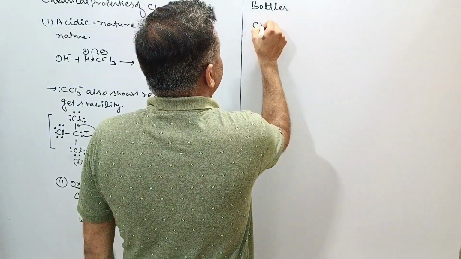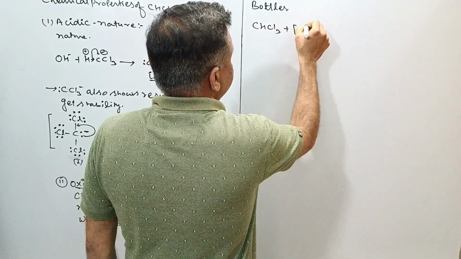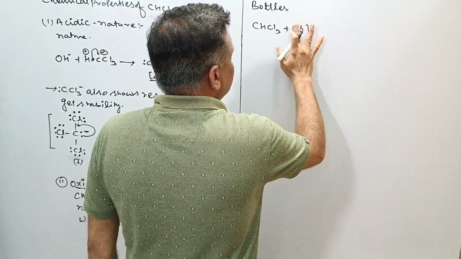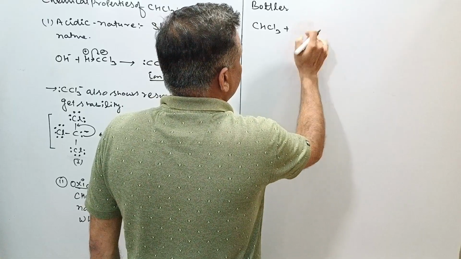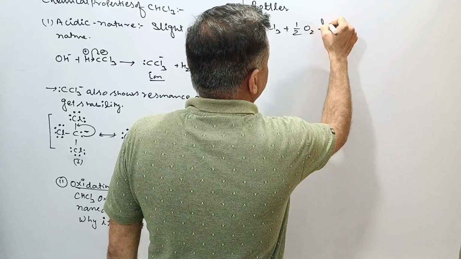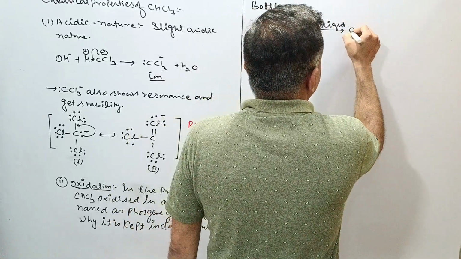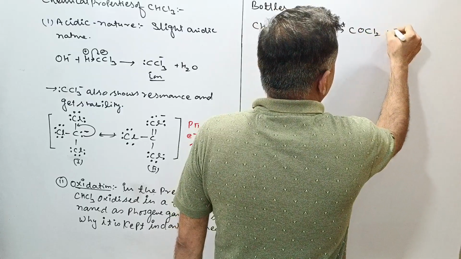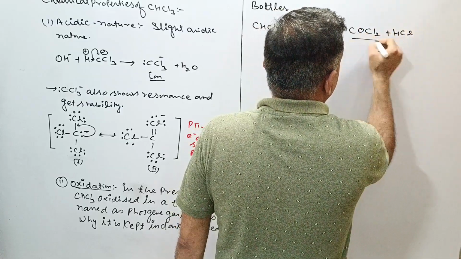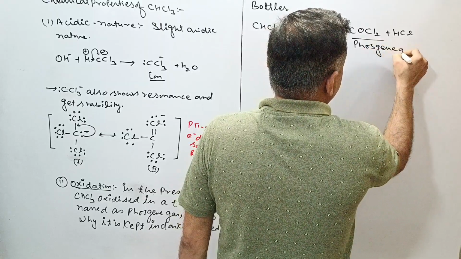What will be the reaction? This is CHCl3, chloroform. This is oxygen; you can take nascent oxygen or half of O2. In the presence of light, there will be formation of COCl2 with HCl. This is called phosgene gas.